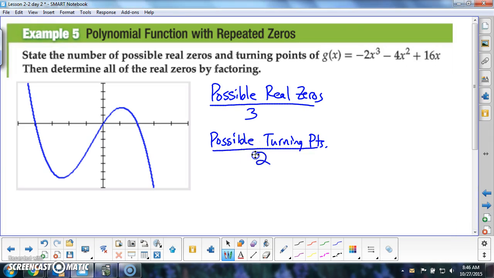So that would be 2 possible turning points. And now we look at the graph and you can see that there are actually 1, 2, 3 real zeros. And so to find those, we'd factor.